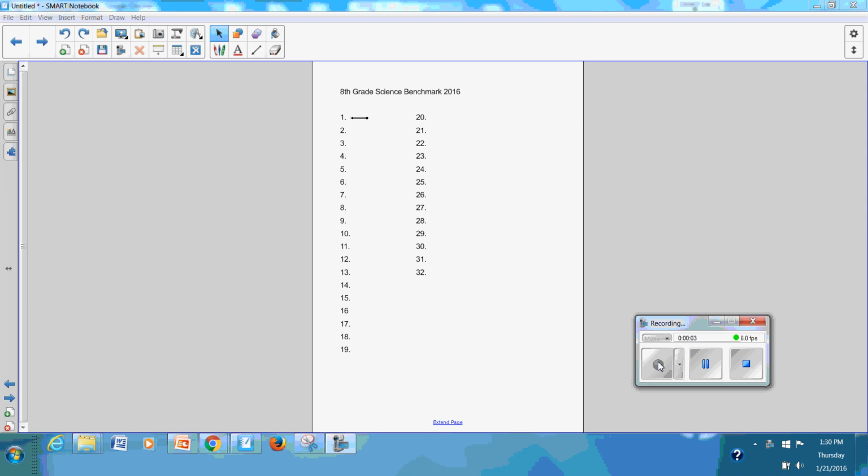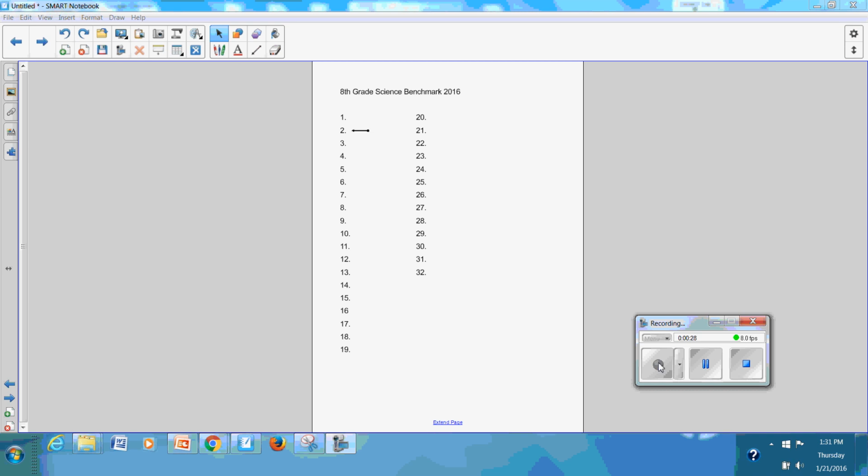8th grade science benchmark. Question 1. Based on what you know about the organization of the periodic table, which two elements shown below would have the most similar chemical properties? A. Sodium and potassium. B. Potassium and calcium. C. Sodium and magnesium. Or D. Potassium and magnesium.